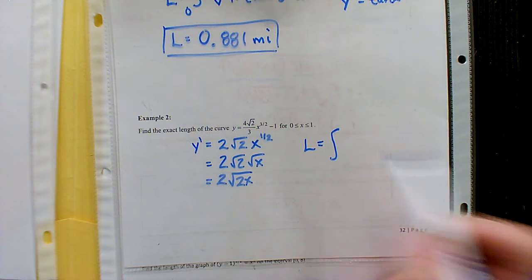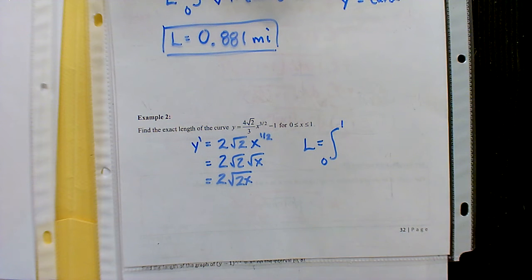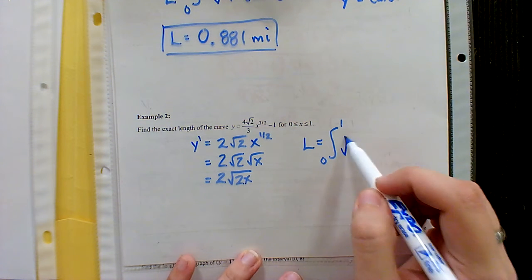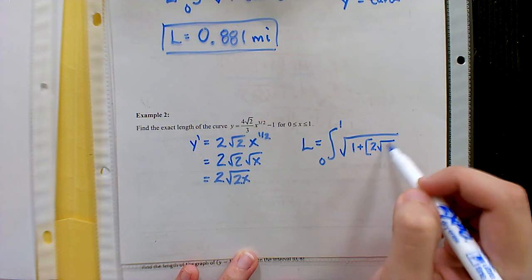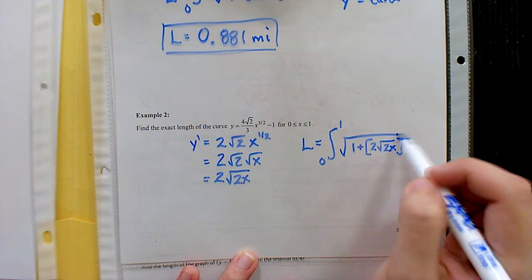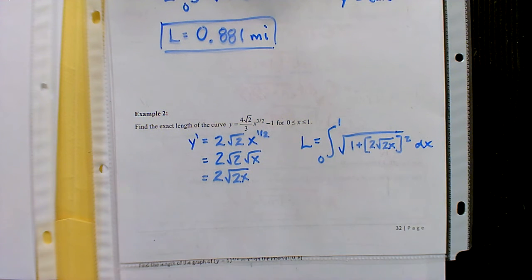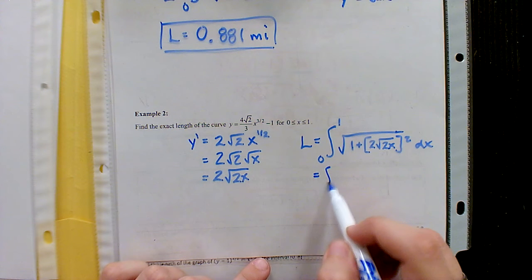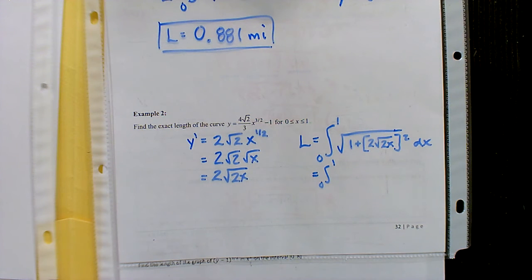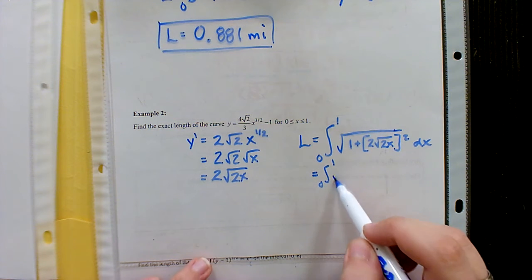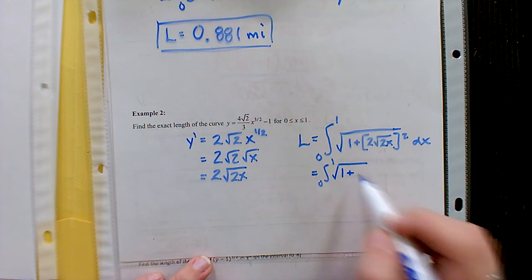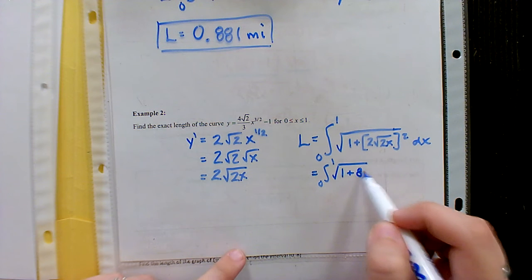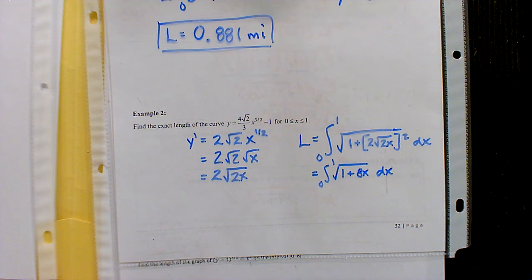So in terms of our arc length, we need the integral from 0 to 1 to give us the bounds, which is nice. And then square root 1 plus the derivative squared dx. Now this one we're actually going to do by hand. Okay, I think we'll be able to do this one. So can we simplify the inside of that integral a little bit further? If we actually square 2 square roots of 2x, yeah, 8x, perfect.